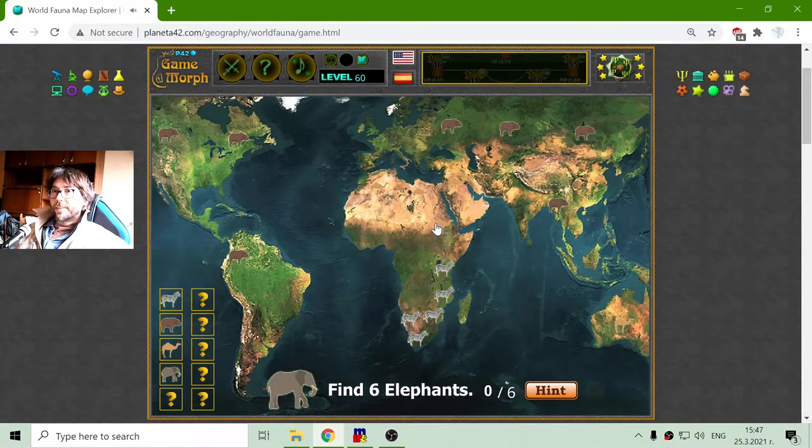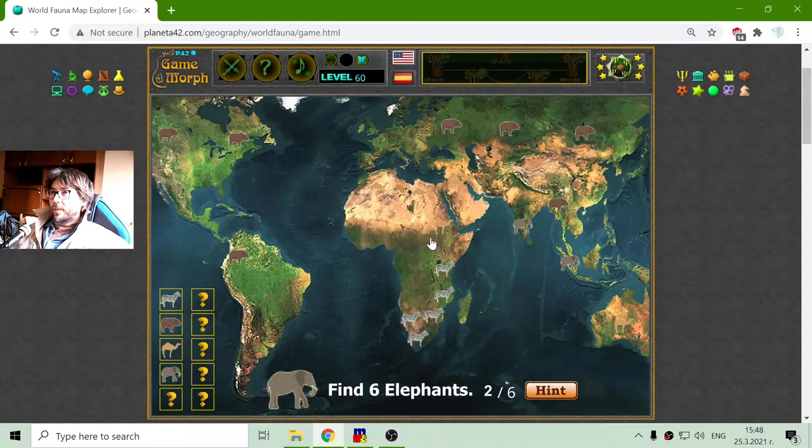Now, I have to find six elephants. Again, I don't think there are elephants in a natural habitat in the northern part of America, in Europe also, or in Russia. Well, there are in preserves, right? And circuses. So, elephants, I know there are elephants in India, right? There's one here in Indonesia.